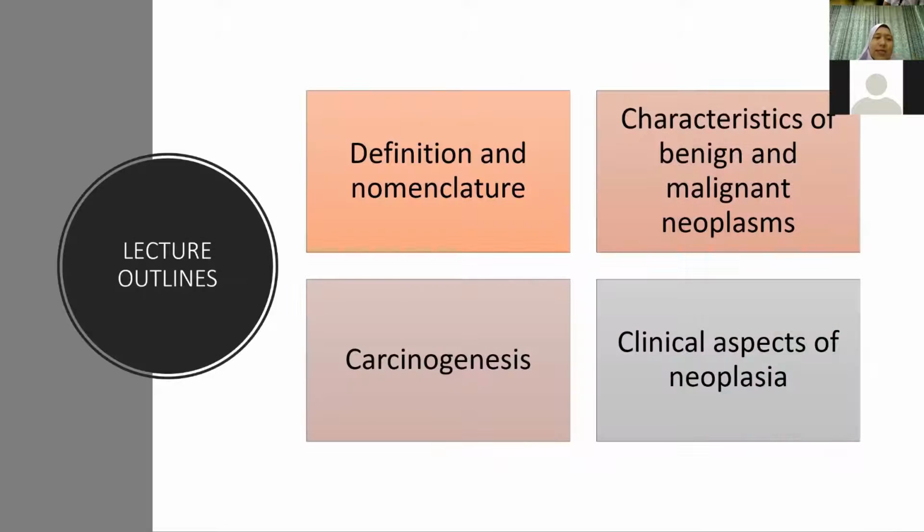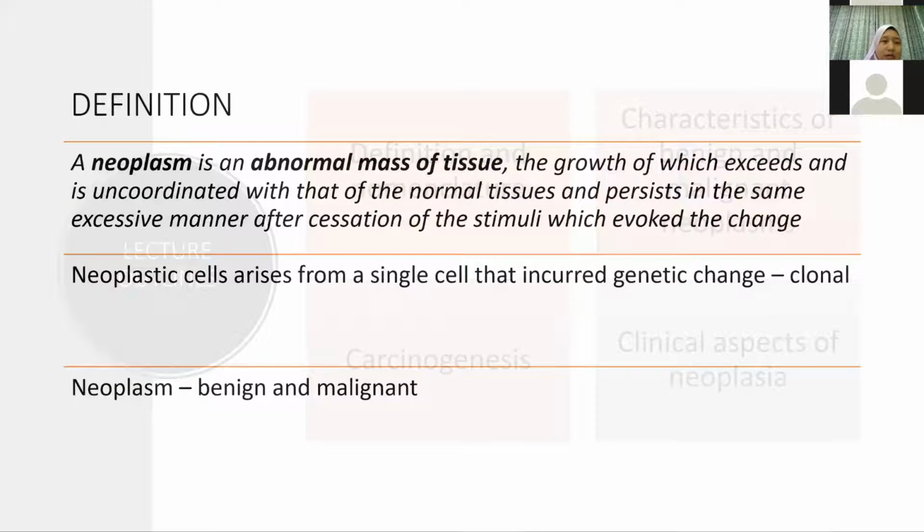This is the lecture outline for neoplasia. I will cover the definitions of neoplasia and the nomenclature, which are the most important things that you need to know. Then the characteristics to differentiate between benign and malignant neoplasia, a little bit about carcinogenesis, and lastly, clinical aspects of neoplasia. We look at them one by one, and after that we will discuss neoplasia further.